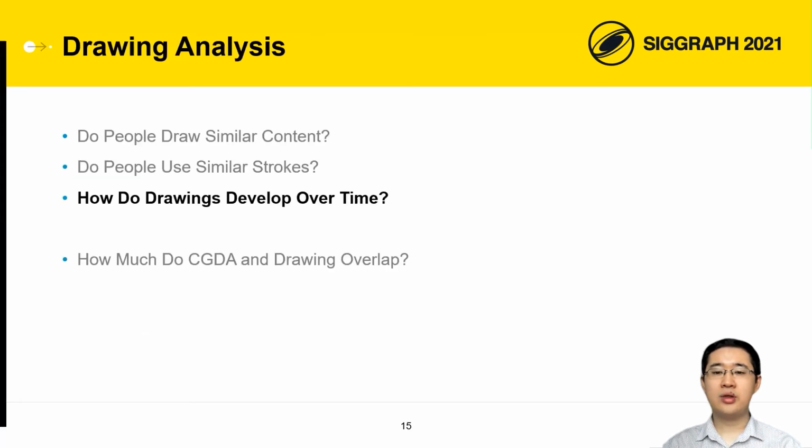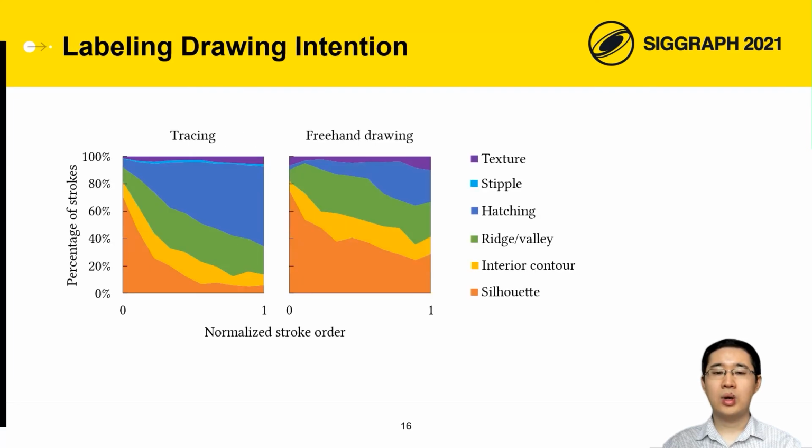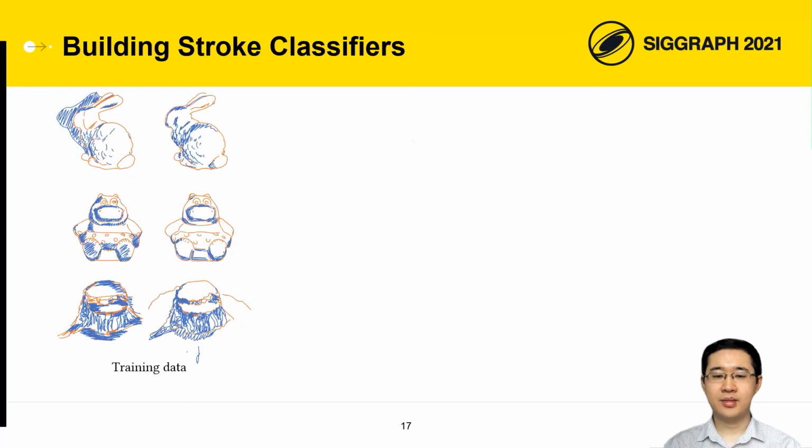Next, we examine whether tracing and freehand drawing evolve similarly. We labeled strokes based on drawing intention and observed that drawings progress similarly in tracing and freehand. Silhouettes were dominant at the beginning, and hatching strokes became more prominent towards the end. Such trends suggest the possibility of stroke classification using stroke features.